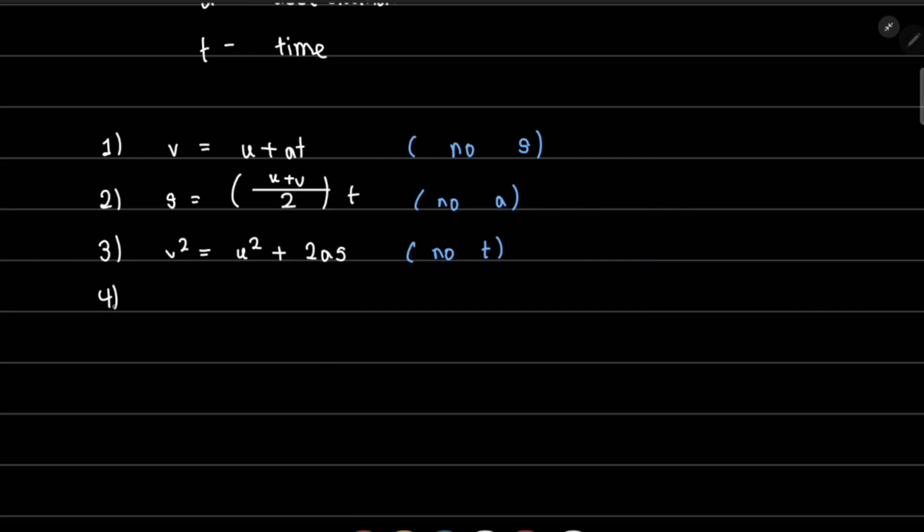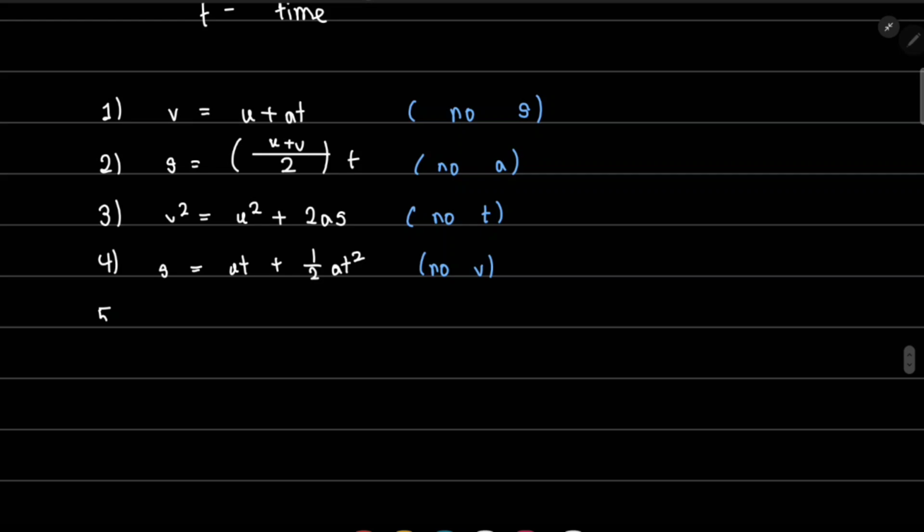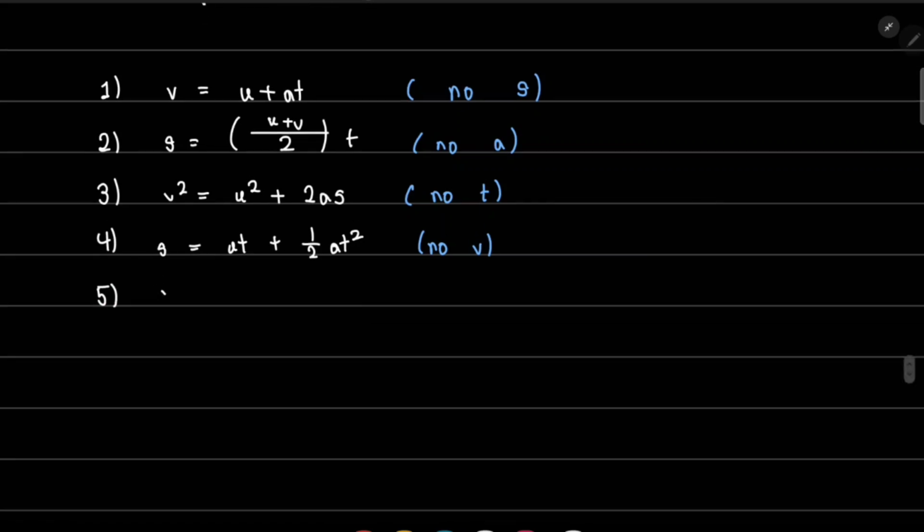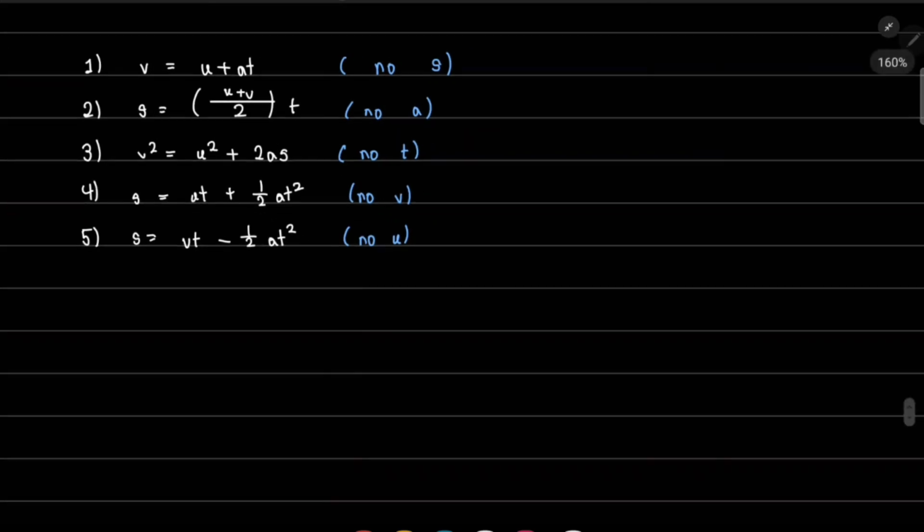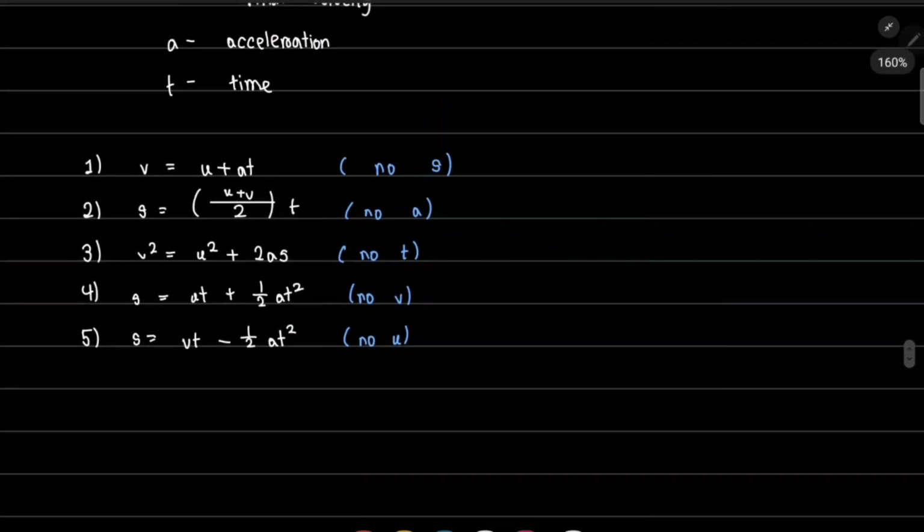For the fourth equation, we have S equals UT plus half AT squared. In this equation, we don't have the final velocity V. And finally, the fifth one, which in most cases you won't need, is S equals VT minus half AT squared. And in this, you don't have the initial velocity. So these are the 5 SUVAT equations.